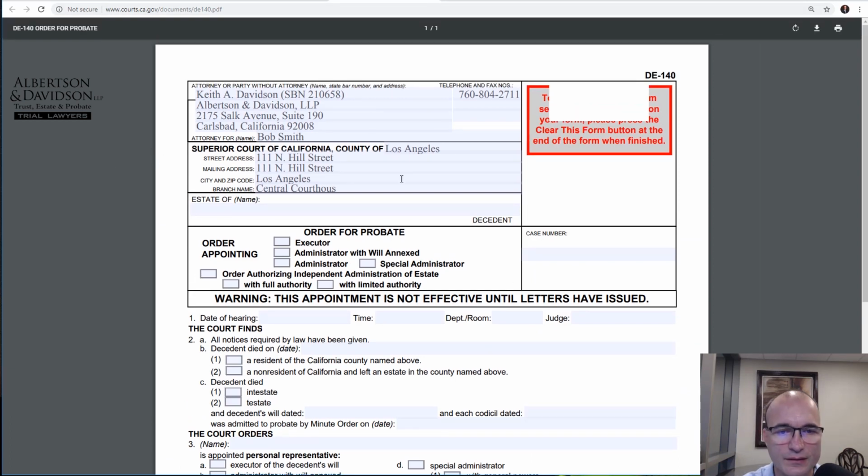I filled out all my information at the top. We've seen this before, and I just realized I misspelled courthouse, so we'll put an E in there. And then we're using the estate of Rachel Smith, and this is Bob Smith bringing the petition. You're going to put in your case number. If you're filing this order after the petition has been granted, then you'll know your case number. If you're submitting it to the court at the time you're filing your petition for probate, then you'll just leave that blank.